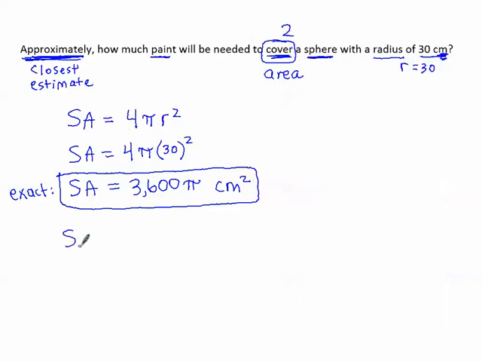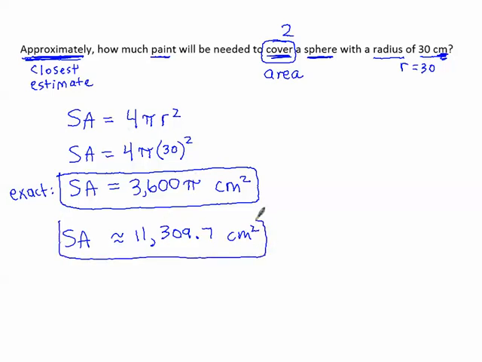So I could say that the surface area is approximately 11,309.7 centimeters squared. Now I'm not writing the pi because I typed it in the calculator. This is a valid answer as well. However, this answer is not exact. This would be the estimate or the approximate. I'm going to abbreviate the approximate answer for the surface area.